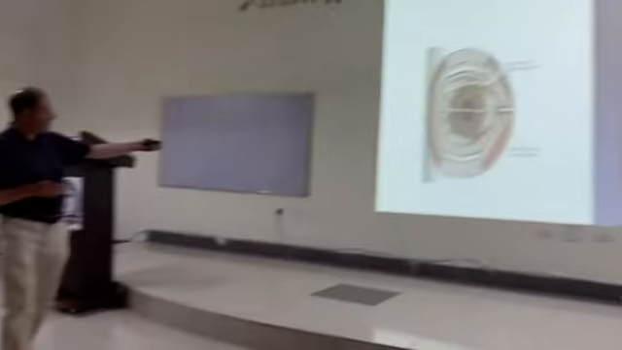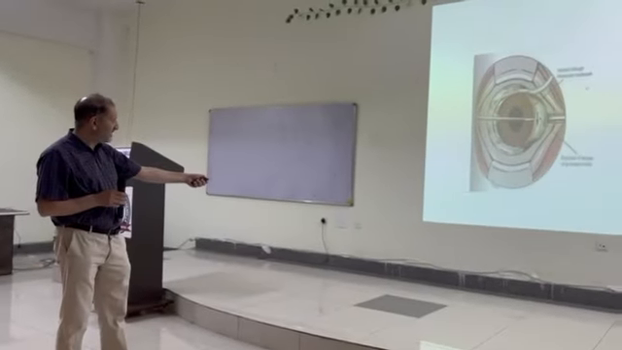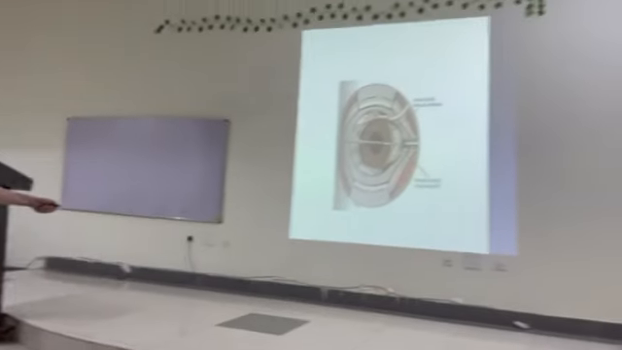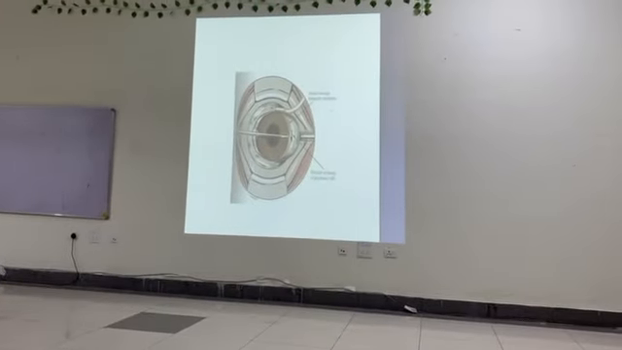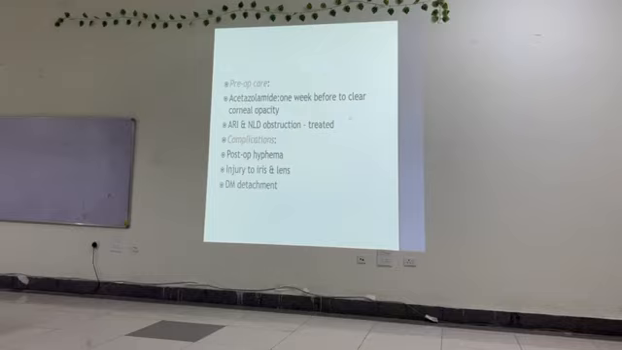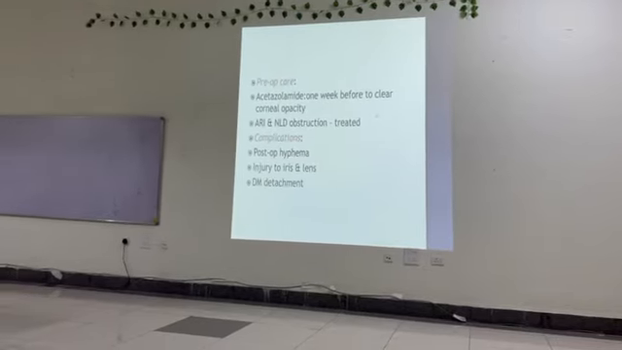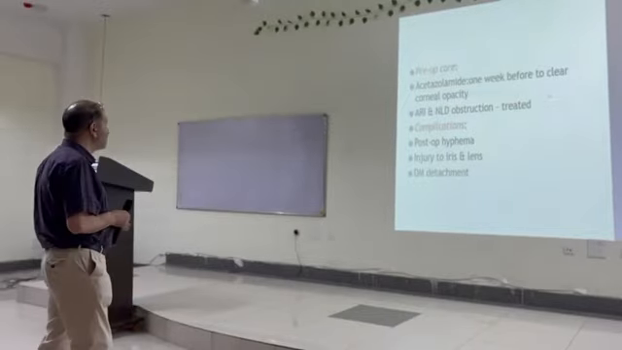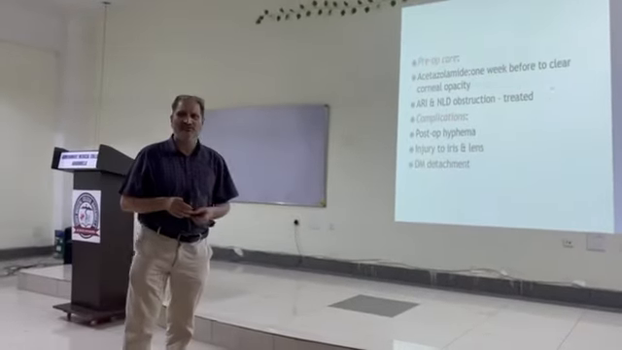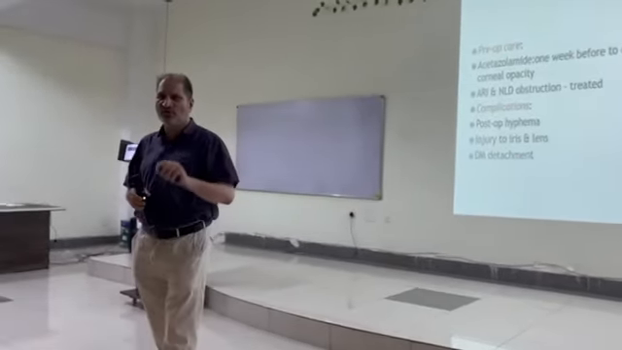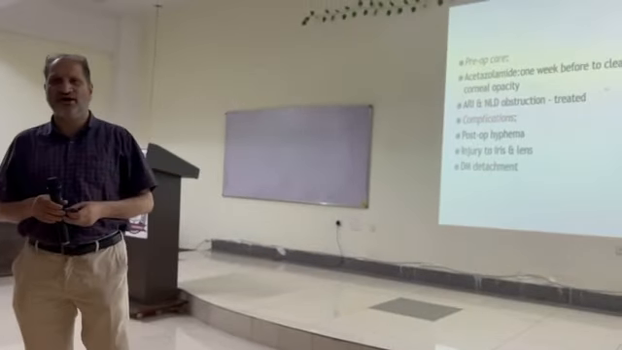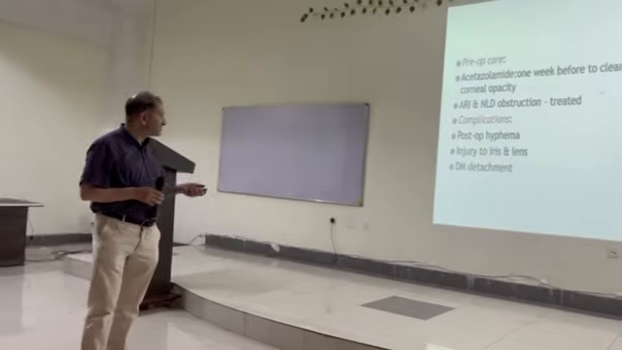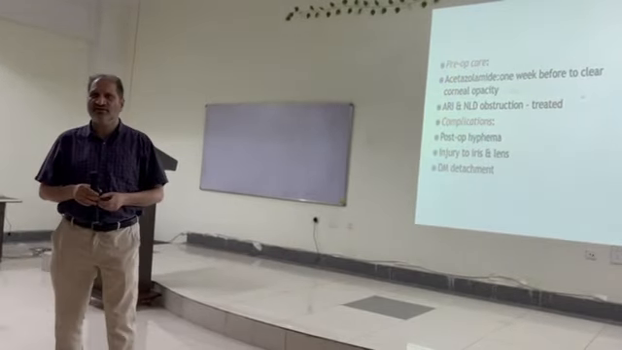Next. So this is how the plate is used to cut the trabecular meshwork in goniotomy. Next. Again we have to give steroids, and we have to watch for complications, because if you injure the iris or the angle, there may be some hyphema, some bleeding. You may injure the lens or there may be a retinal detachment.